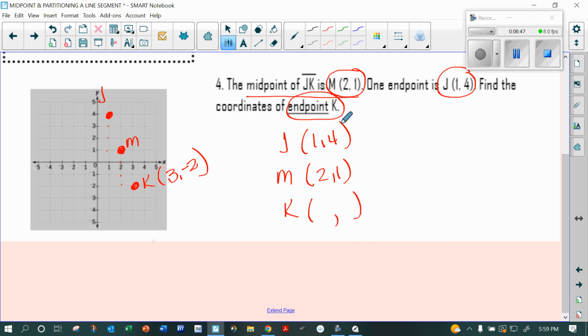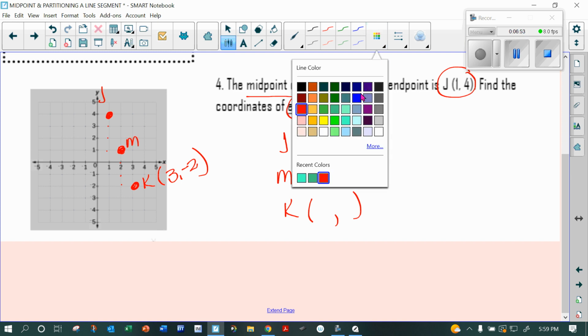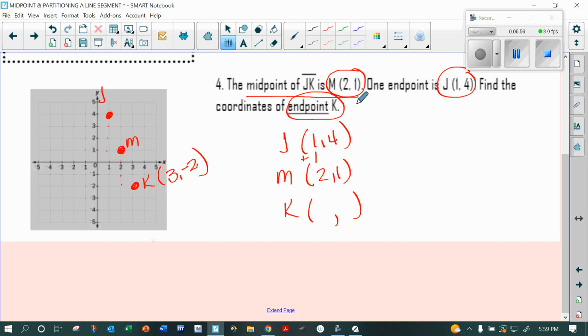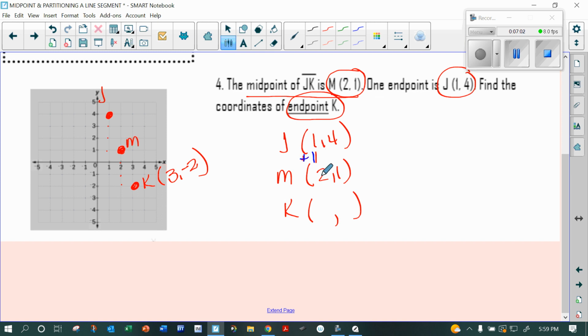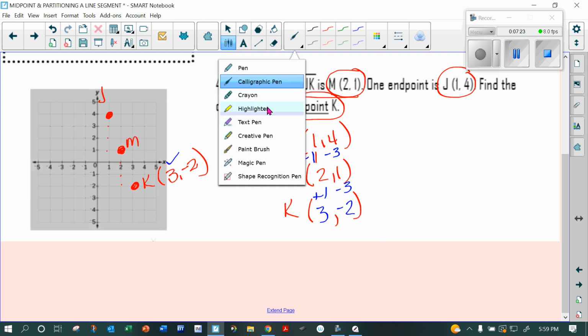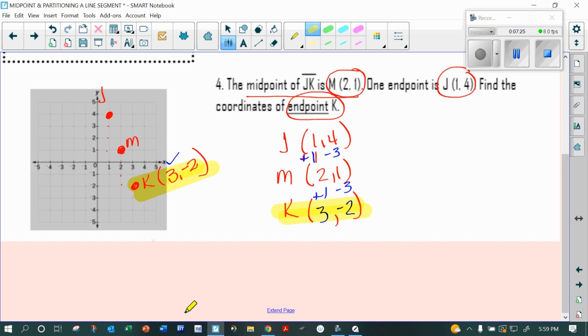So what I'm going to do here is think to myself, how do I go from 1 to 2? To go from 1 to 2, I have to add 1. So I'm going to change colors. If I have to add 1 to get to 2, I'm going to add 1 again, and I get 3, which is what I got here. How do you go from 4 to 1? Well, if I'm at 4 and I get to 1, I had to take 3 away. So I'm going to take 3 away again. 1 minus 3 is -2. And again, there's your answer. So you got the answer 2 separate ways.